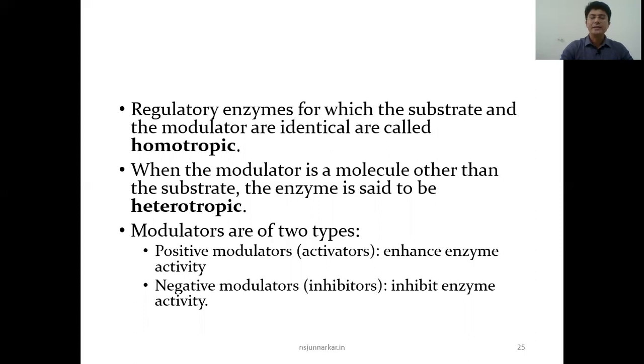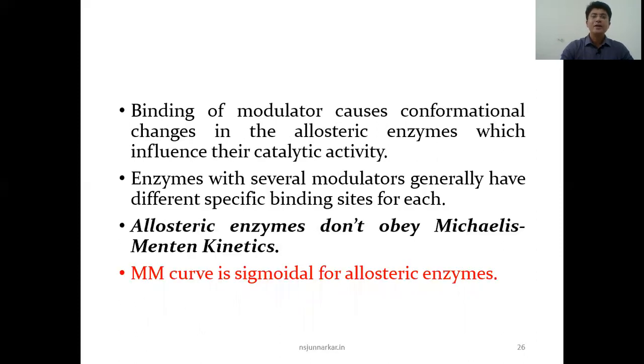They are also called inhibitors. Binding of a modulator causes conformational changes in the allosteric enzymes, which influence their catalytic activity. Enzymes with several modulators generally have different specific binding sites for each. Allosteric enzymes don't obey Michaelis-Menten kinetics, so this is to be kept in mind.